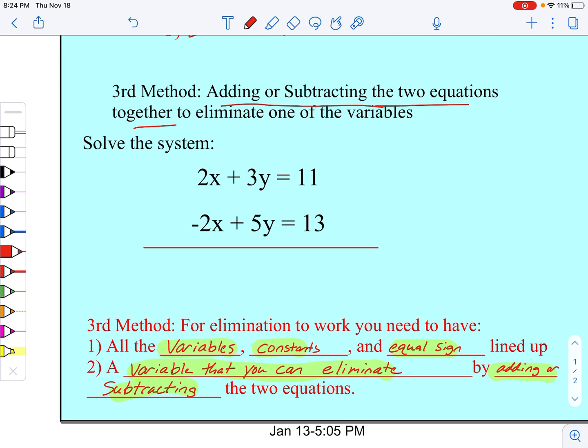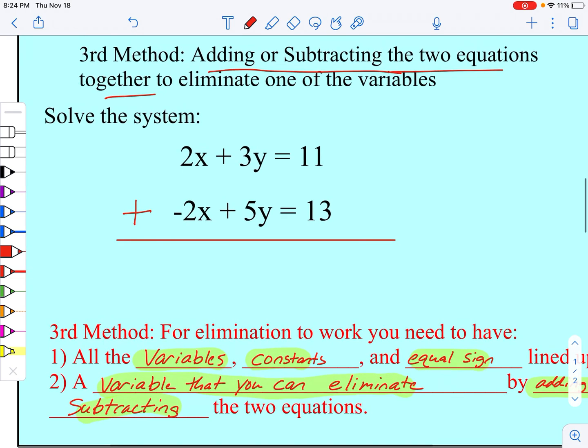At this point, I have everything lined up, so now I just have to make the one big decision. Should I add or subtract these 2 equations together to eliminate something? If I take a look here at the x's, adding 2x plus negative 2x is going to eliminate the x variable in this problem. So in this situation, I should choose to add my 2 equations together. Every problem you do, that'll be your one big decision you've got to make. Should I add or subtract? After you get everything lined up, what will eliminate something? So that'll eliminate my 2 x's.